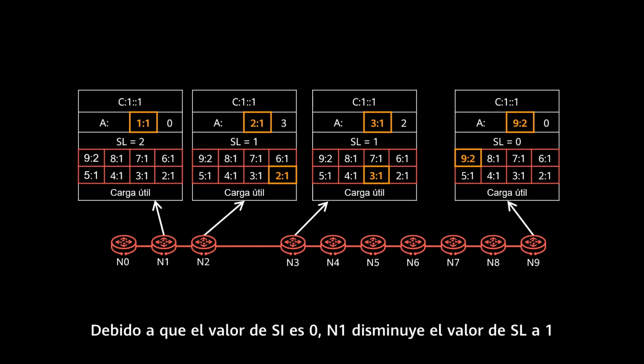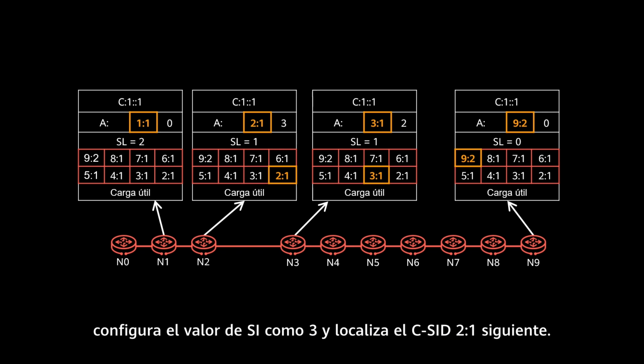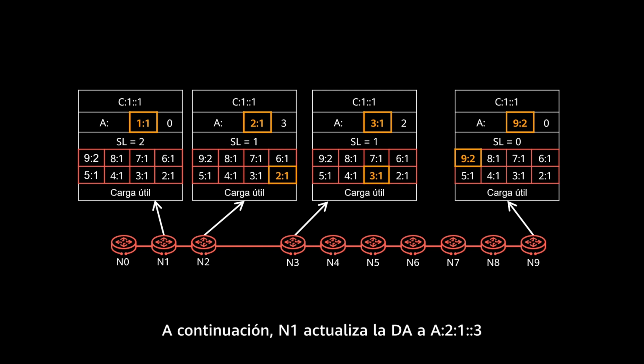Because the SI value is 0 now, node 1 decrements the SL value to 1 and sets the SI value to 3, and locates the next C-SID. And then node 1 updates the DA to be A:2:1:3 and forwards the packets based on the updated DA to the next hop, node 2.